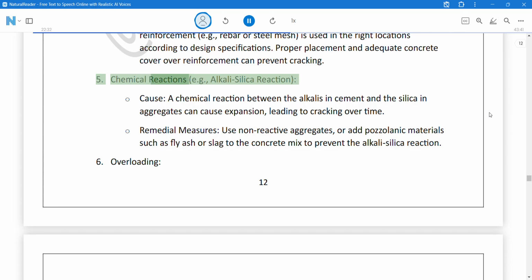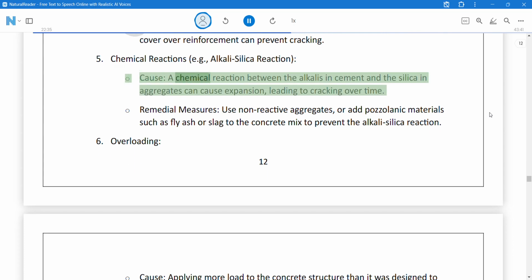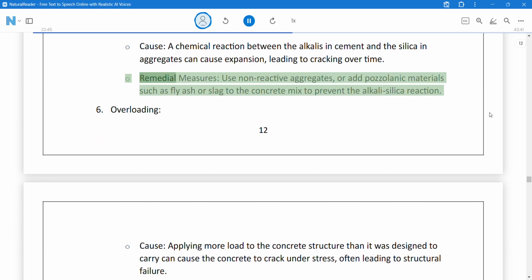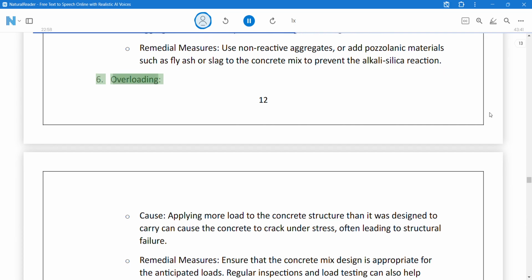5. Chemical reactions. Cause: A chemical reaction between the alkalis in cement and the silica in aggregates can cause expansion, leading to cracking over time. Remedial measures: Use non-reactive aggregates, or add pozzolanic materials such as fly ash or slag to the concrete mix to prevent the alkali-silica reaction.